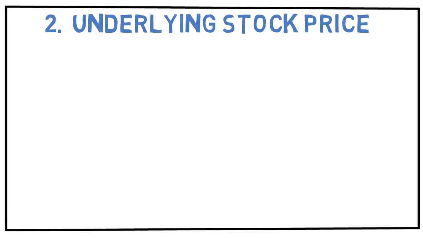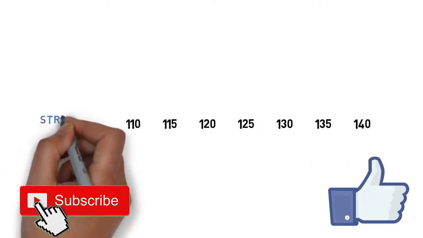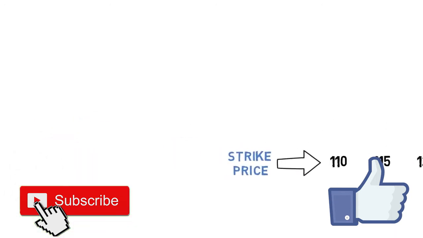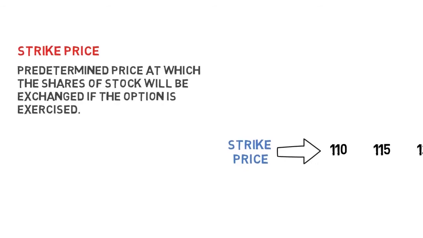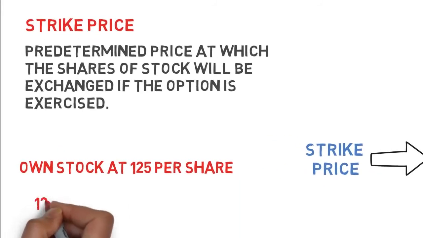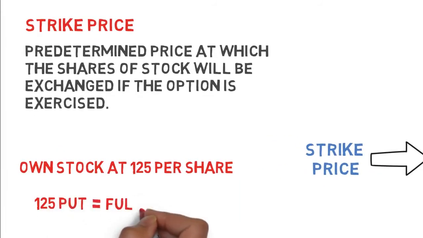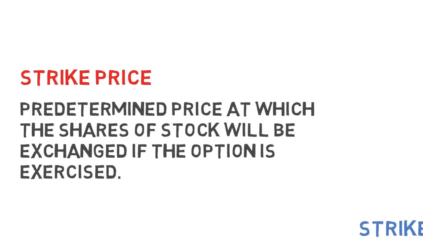For each stock, there are multiple options at different price increments. These are called the option's strike price. The strike price is the predetermined price at which the shares of stock will be exchanged if the option is exercised. For example, if you own the stock at $125 per share, you could buy the 125 put because that's where you could sell your shares in case the stock goes lower and you need to exercise your option.